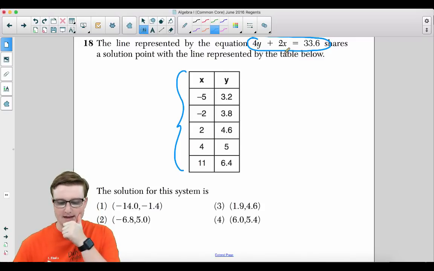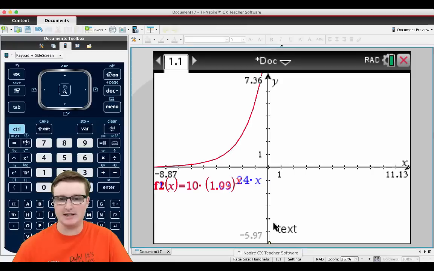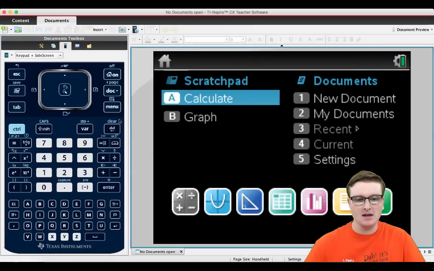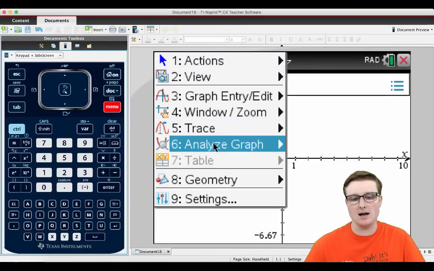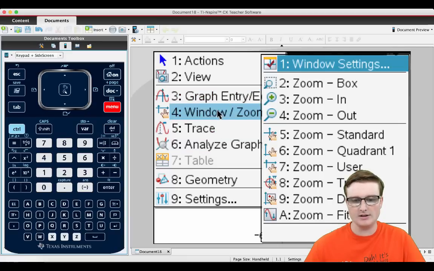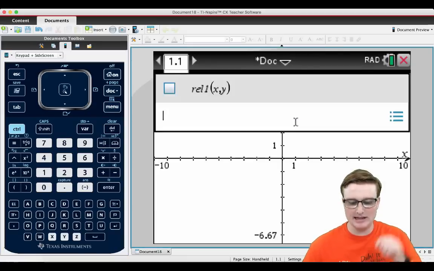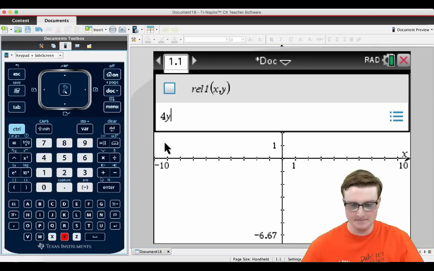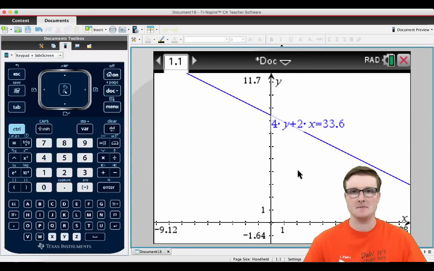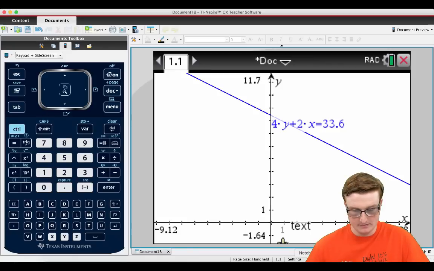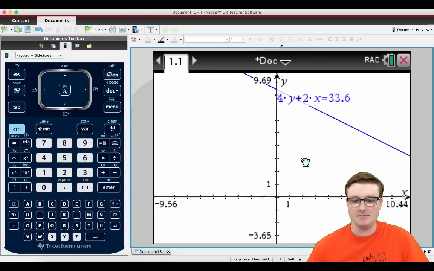So if you were to graph this in your calculator, let me graph that right now. Go to your graph, go to menu, go down to graph entry edit and click on relation. I'm going to type in 4y plus 2x is equal to 33.6. And you get this line right here. Now, the problem with this question... Actually, you know what? No.